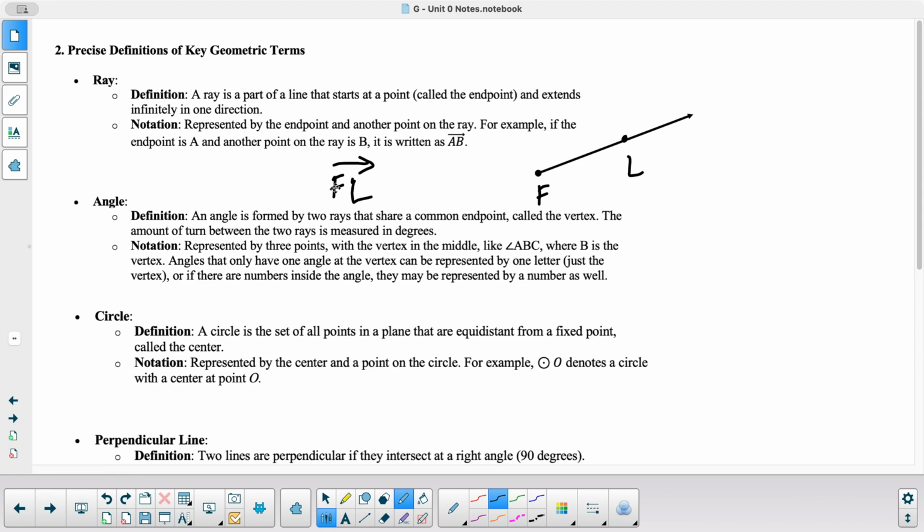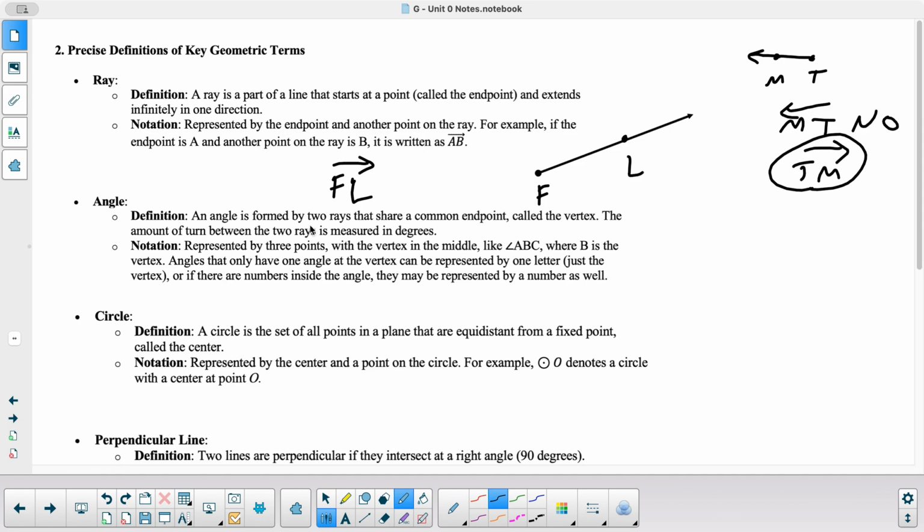Always start with the endpoint and then go to your other point, and your arrow should go to the right. So what you would not do, even if your arrow goes left, like let's say you had a ray going left like this, and let's say this was M and T. Don't do T M like that. That's not right. You would still call that T M and put your arrow going that way. This is the way you would do it.